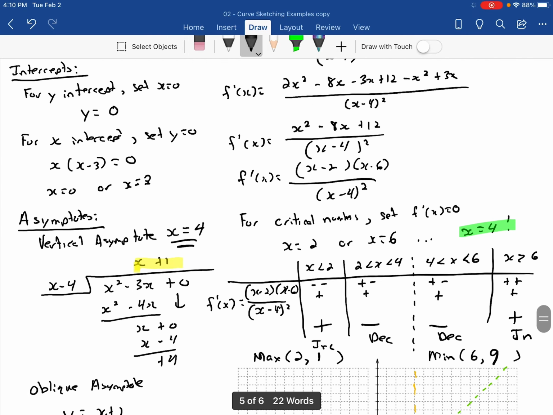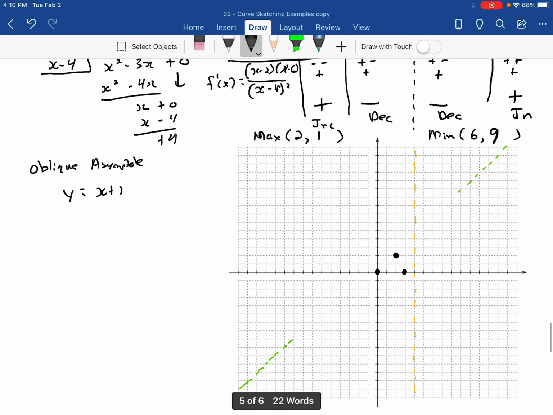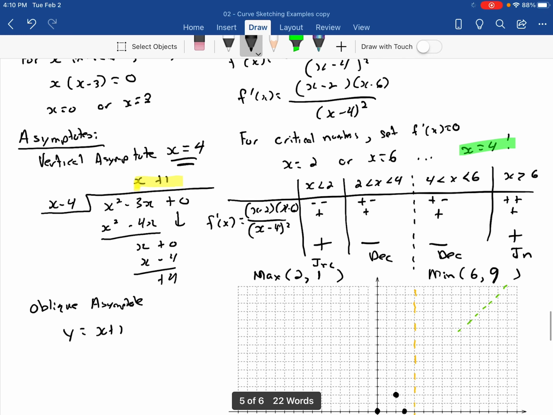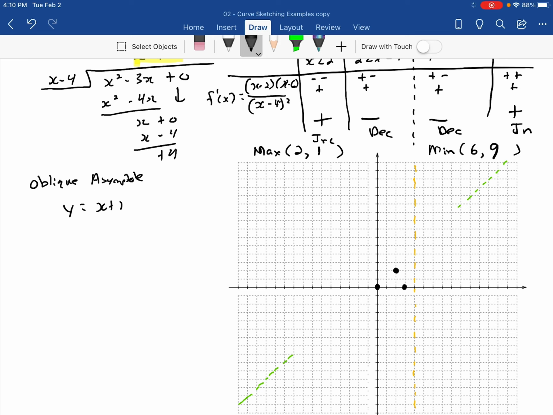What was next here? Oh, max mins. I found a max at (2, 1), and that's huge information. That really tells me what's going to go on here. And then a minimum at (6, 9). So interesting. 2, 4, 6, 8, 9. Right about there. I just want to count that one more time. 2, 4, 6, 8, 9, (6, 9). Yes, very interesting little piece of the puzzle.